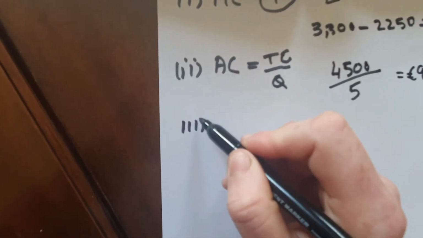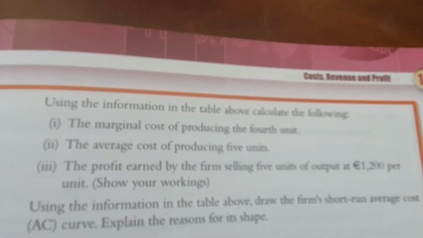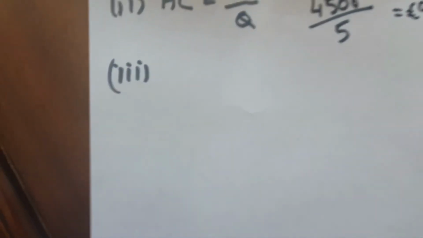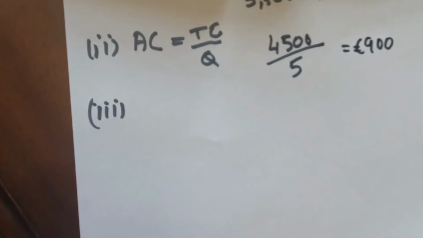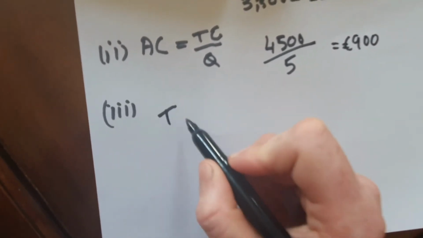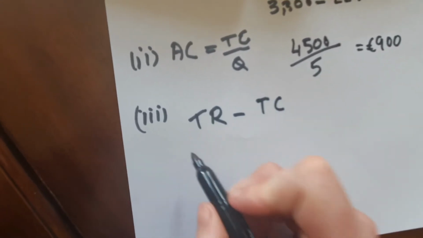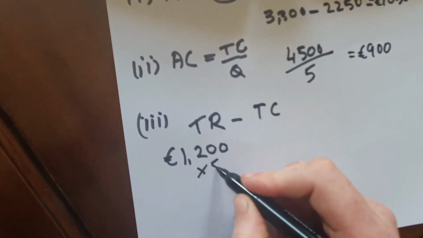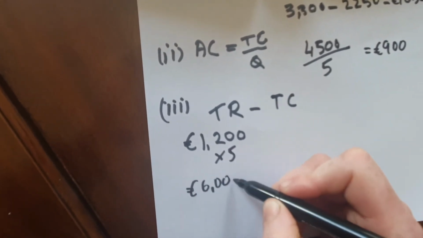The third question then is the profit earned by the firm selling 5 units of output at 1,200 per unit. If we're working out profit, we know that it's going to be our total revenue minus our total cost. Our total revenue is going to be the price we're selling them for, which is 1,200 times 5, because that's how many we're selling and the price we're selling at. So that's going to come in at 6,000 euro.